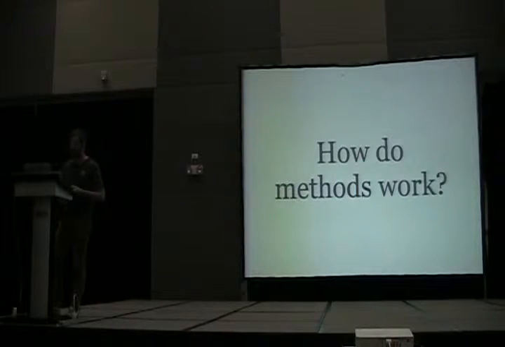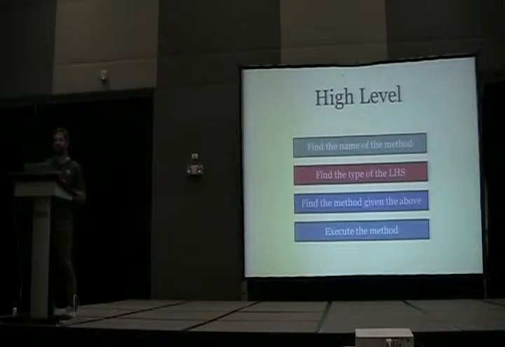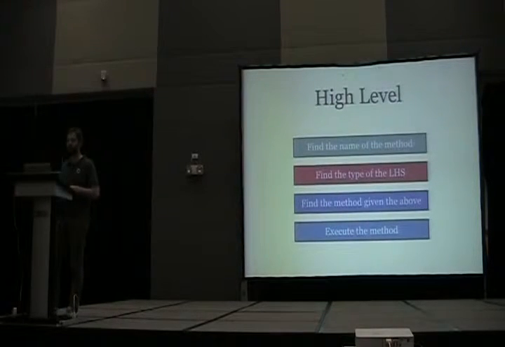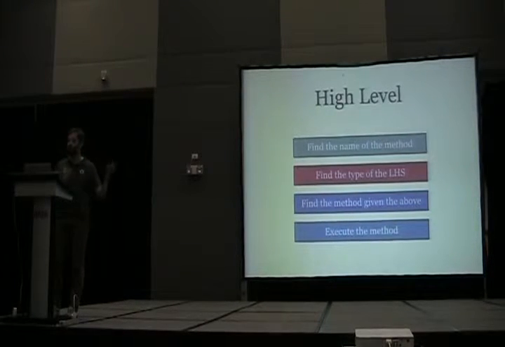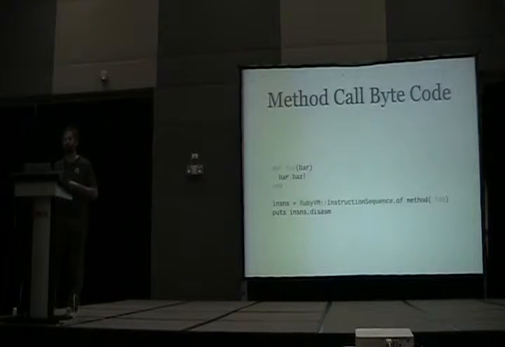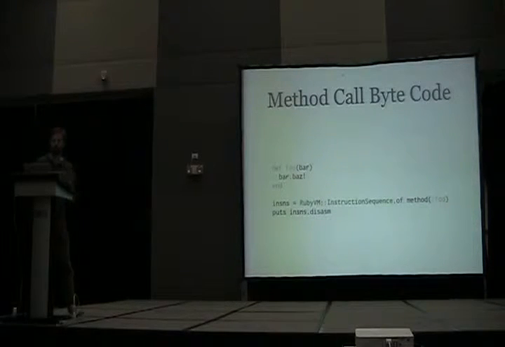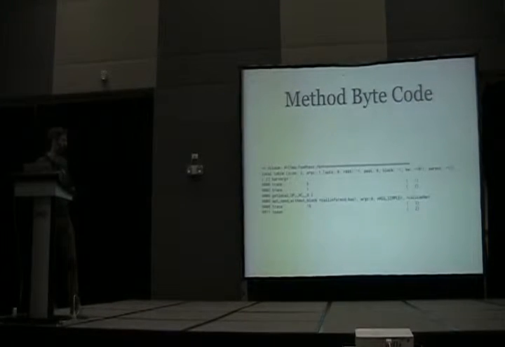So how do methods actually work? At a high level, what the VM does is it finds the name of the method, then it finds the type of the left-hand side, then it finds the method given the above information. Then it actually executes the method. So at a low level, if we want to look at how this actually works in detail, we can take a look at the bytecode that's generated. So for example, we have this method here, foo, and if we use this Ruby VM instruction sequence code at the bottom, we can actually view the instruction sequences for this method. So we can see the bytecode. If we run this code, it prints out something that looks like this.